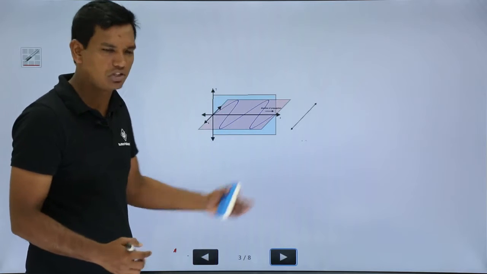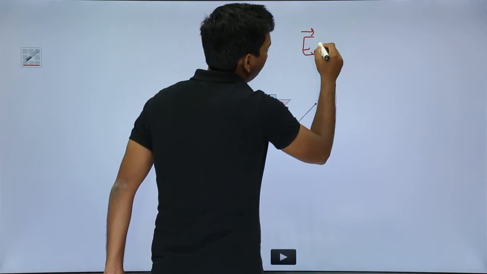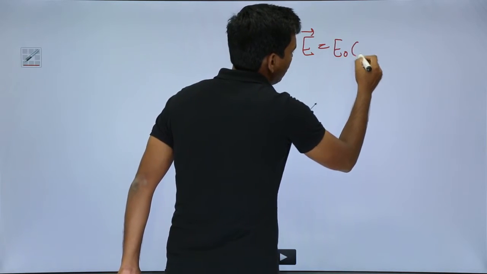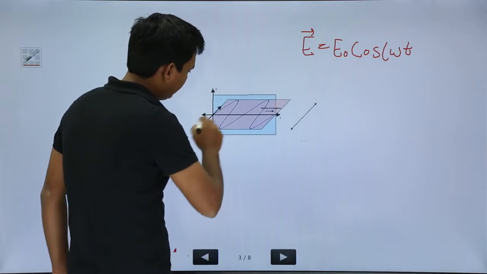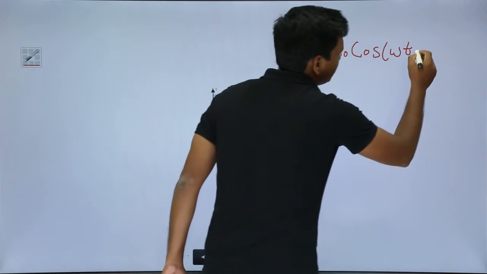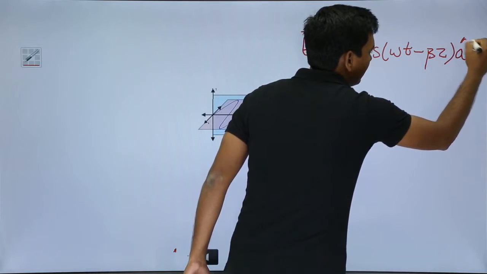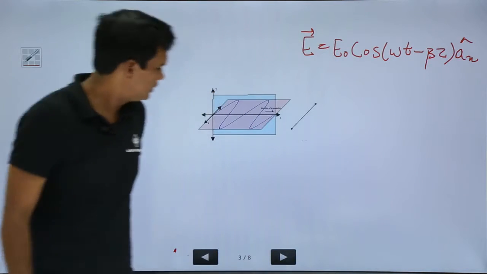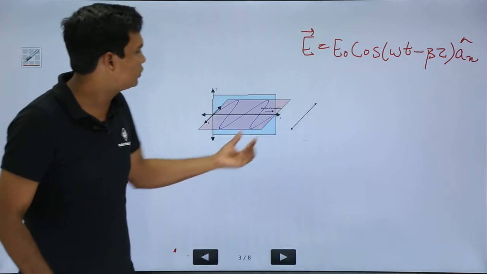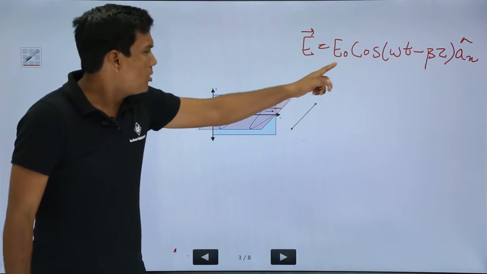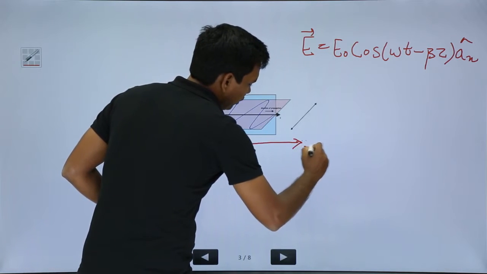If I try to write the equation here, how will it look? The equation would be E equals E naught cos omega t minus beta z a x cap. Let us say the variation is along the x axis and the propagation is along the z axis. So I have written this wave as an equation: E equals E naught cos(omega t minus beta z). The minus beta z says that the wave is propagating along the z direction.